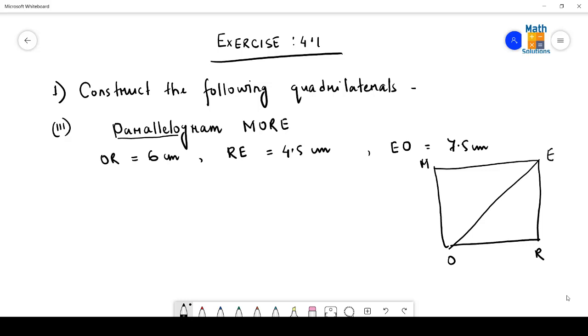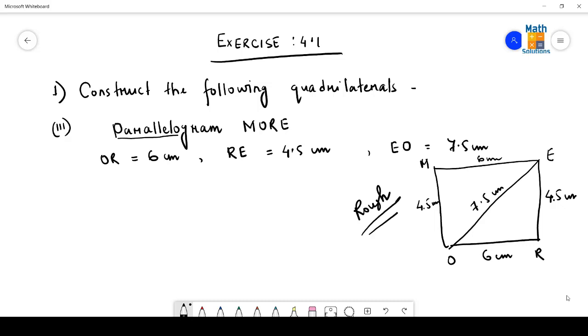MORE. So here OR has measurement 6 cm, RE has measurement 4.5 cm, and EO has measurement 7.5 cm. So it is very clear from this information that ME should be of measurement 6 cm only, and MO should be of measurement 4.5 cm. So this is the rough sketch. This is the rough diagram of this given information.